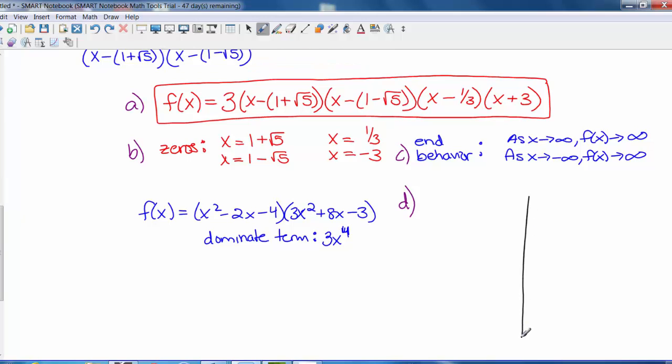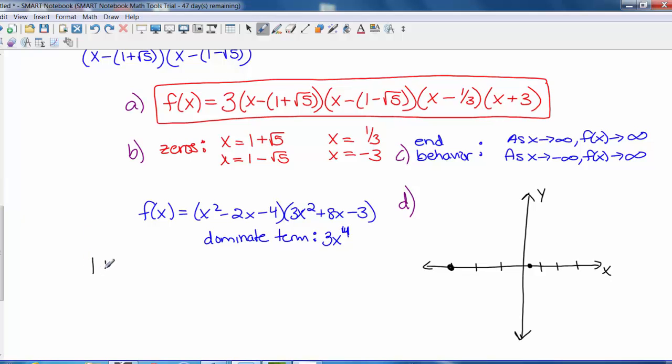So for our sketches, I will label my axes, x and y. Okay. I want to put my zeros on there. So I know I have a 0 at -3. I know I have a 0 at 1/3. So that would be approximately here. Now these two are a little harder to identify where they're specifically located. Okay. However, we can do it still without a calculator.